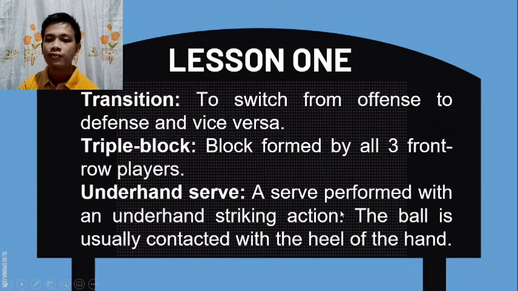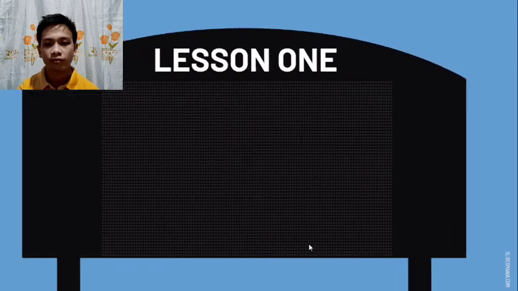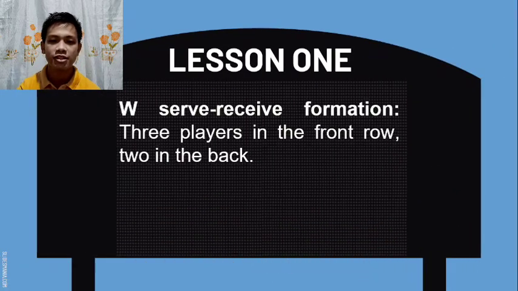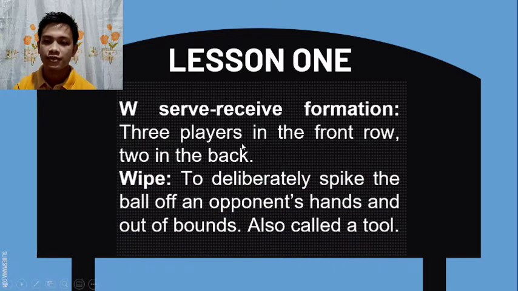Next, underhand serve, performed with an underhand striking action. Underhand. The ball is usually contacted with the heel of the hand. So, medyo mahaba, malapit na siya matapos. The W serve receive formation, 3 players in the front row, 2 in the back. So, ito yung formation na nagpo-form ng W letter inside the court. Kaya siya, W serve receive formation. Wipe. To deliberately spike the ball off an opponent's hand and out of bounds. Ito na yung kanina, sabi ko, successful attack nyo kahit may opponent's block or block from the opponent's team.